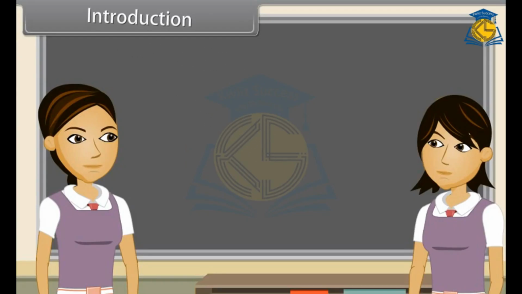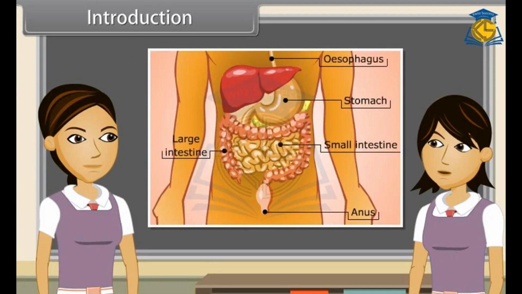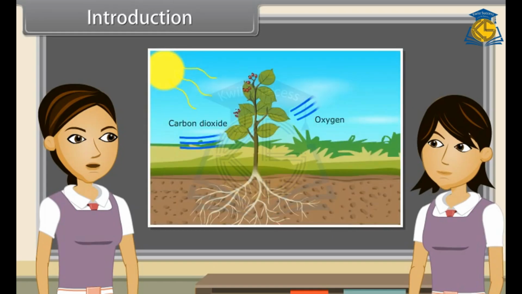Introduction. We know that all the organisms perform some basic functions to keep themselves alive. Do you know what are life processes? Yes, the basic functions performed by living organisms to maintain their life on this earth are called life processes. Since living organisms perform various functions to maintain their life, energy is required to perform these functions. They get this energy from outside the body in the form of food.